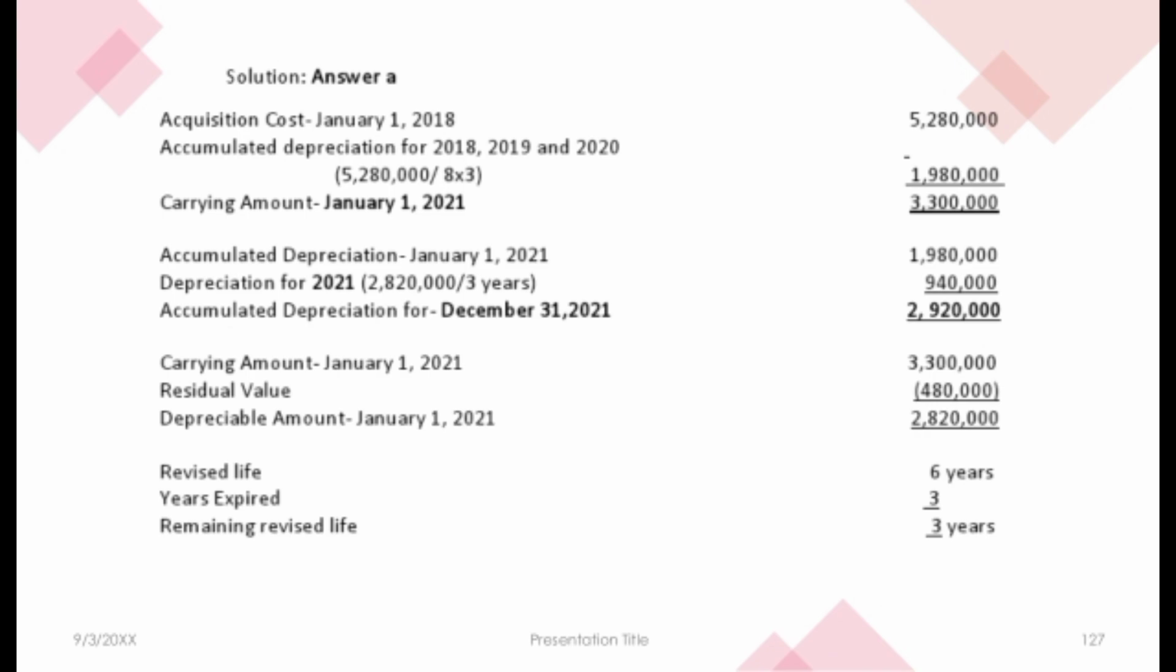So, depreciation for 2021, 2,820,000 over 3 years will be 940,000. So, ang makukuha natin accumulated depreciation for December 31, 2021 will be 2,920,000. So, the correct answer here is letter A.